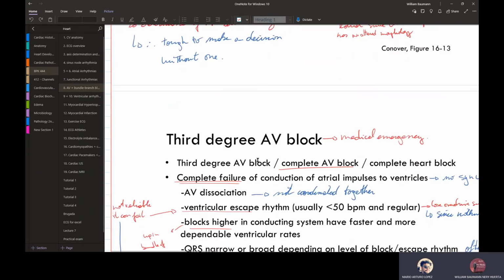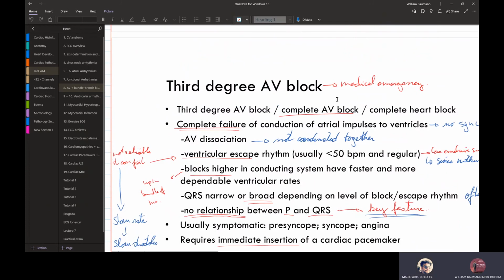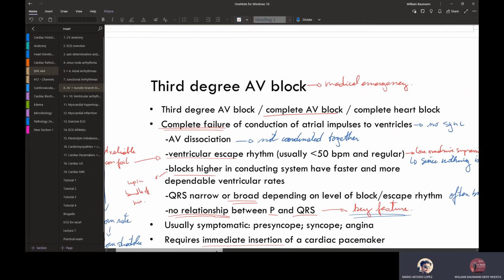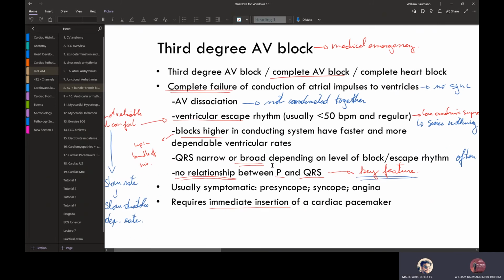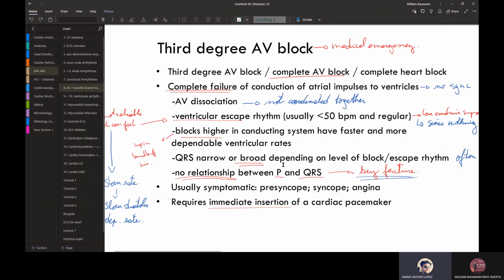Okay. All right. So third degree block, it's a medical emergency. So remember we said the higher we get, the worse it gets. It's also known as a complete AV block or complete heart block. Complete failure of conduction of the atrial impulses to the ventricles. So there's no sync between the two. Also known as AV dissociation. So at this point, the atrium is working, but it's not conducting to the ventricles. So the ventricles are pacing themselves. That's a ventricular escape rhythm. So that's why there's no sync. The atria will be working, but it's not going through.